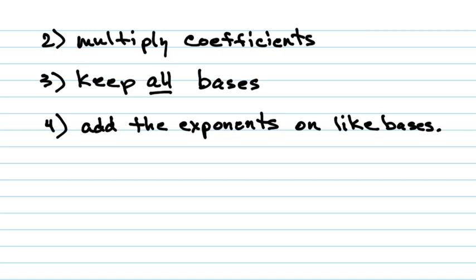Okay? So, first thing you do is determine the sign. Second thing you do is multiply the coefficients. Third thing you do is keep all the bases. Fourth thing you do is add the exponents, well, on the like bases. So that's the same thing as a term, isn't it? You do the first thing, the second thing, the third thing, and the fourth thing. So if you know the parts of a term in order, then you know what to do in order. All right, let's go to Education Perfect and go through some exercises together.